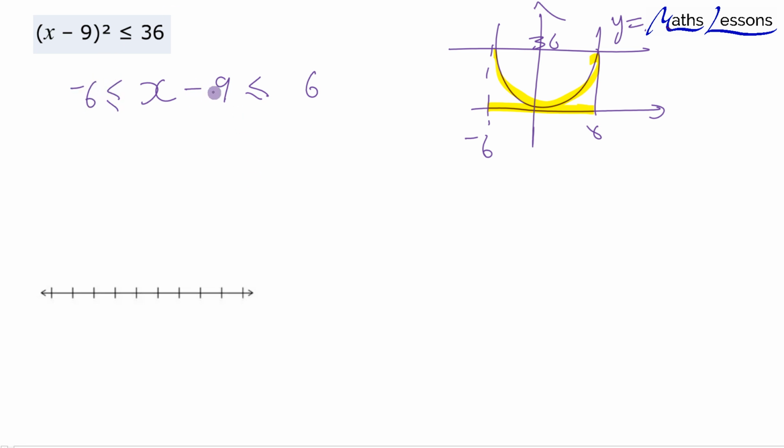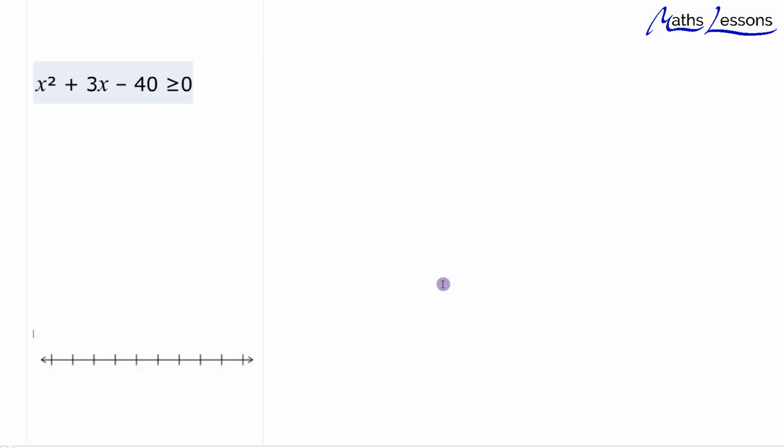And now we're going to add 9 to both values. So add 9 to minus 6, we get 3. Add 9 to 6, we get 15. So x between 3 and 15. So I've got a 3 here. And I've got less than or equal to, so I'm filling in the dots. I'm going to put a 15 here. And I fill in the line. Filled in dots. Okay, next one.